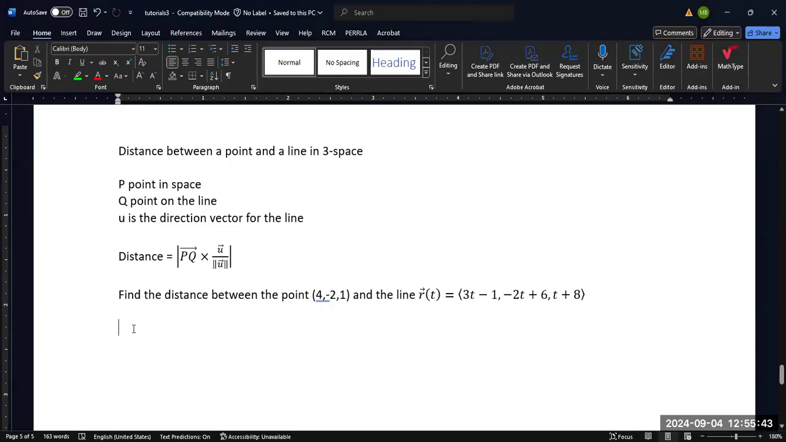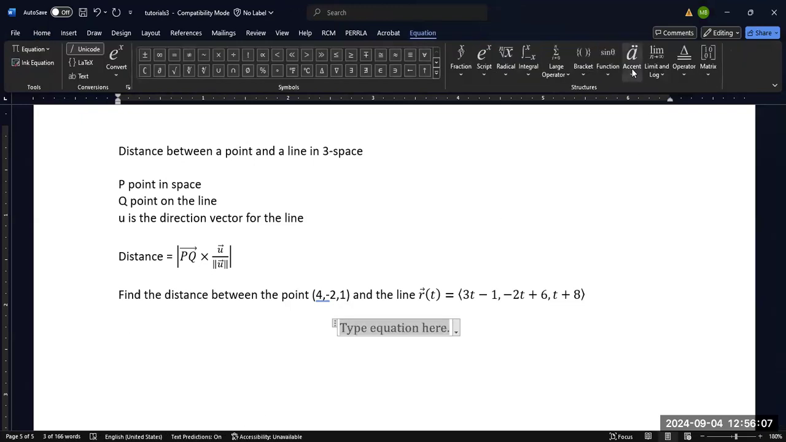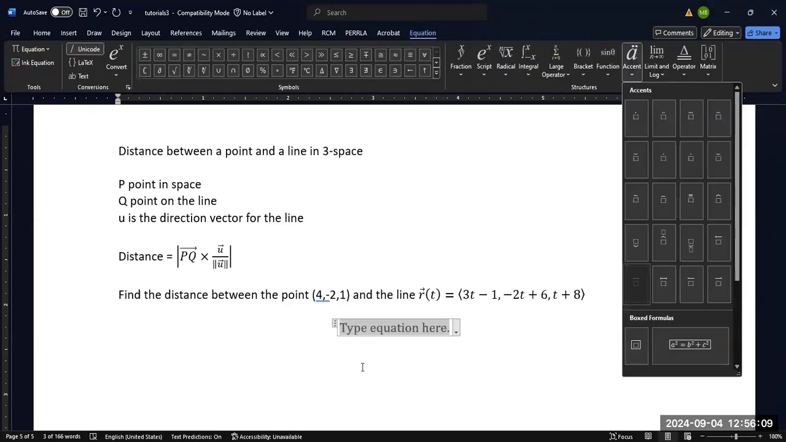Now, in this video, we're going to be looking at calculating the distance between a point and a line in 3 space, so in R3, 3 dimensions. So we're going to need a point in space, which should be provided to us, a point on the line, and the direction vector for the line. So let's start with identifying our direction vector.